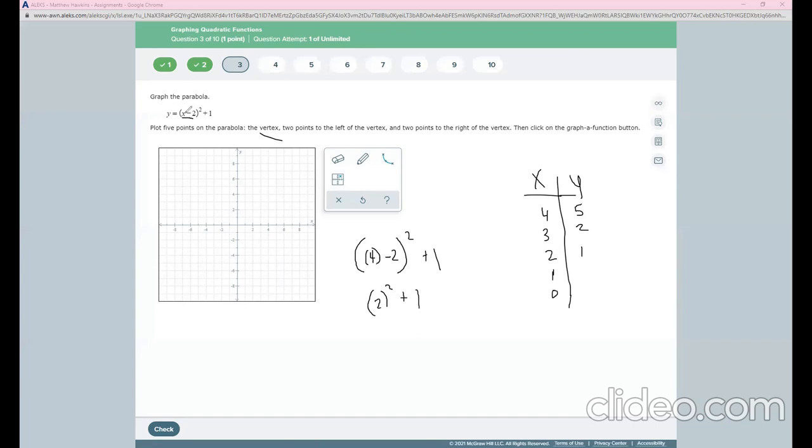1 goes in, so it's 1 minus 2, which is negative 1. Negative 1 squared means negative 1 times negative 1. Negative 1 times negative 1 is positive 1. 1 plus 1 is 2. 0 goes in for X. 0 minus 2 is negative 2. Negative 2 squared means negative 2 multiplied to itself. So negative 2 times negative 2. That's positive 4. And then 4 plus 1 is 5.